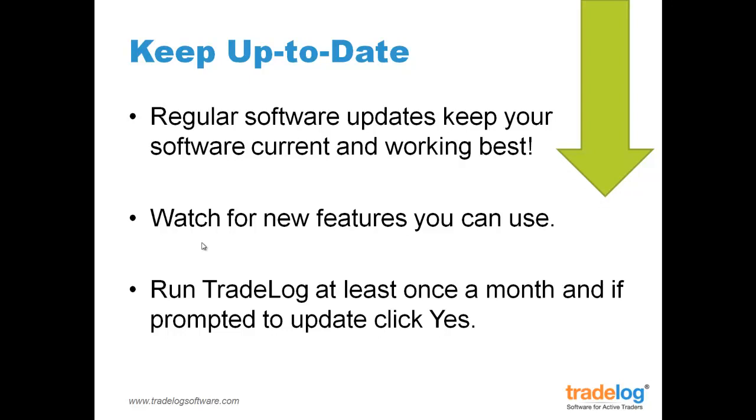The easiest way to keep your software up to date is to just run the program at least once a month. If you open up TradeLog, it's going to search to see if there are any updates, and it'll prompt you. So if you're prompted whether to update the software, just click yes, and TradeLog will do its thing. It'll update itself, and then you'll make sure you're always running the most up-to-date version of the software.